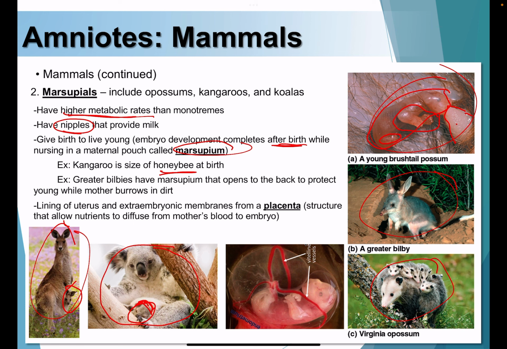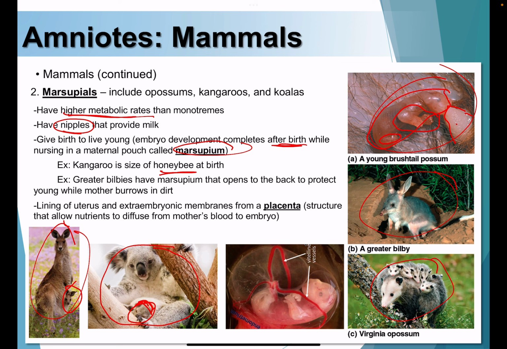So if the baby was at the front of their body, all the dirt is going to go straight into the pouch, into the marsupium, into the baby. So this is why having it on the back makes sense for these particular animals, to protect them from getting hurt while the mom is busy digging.